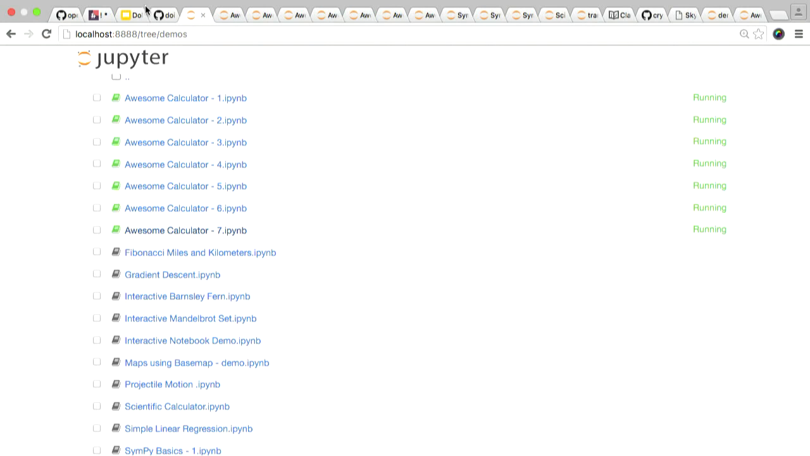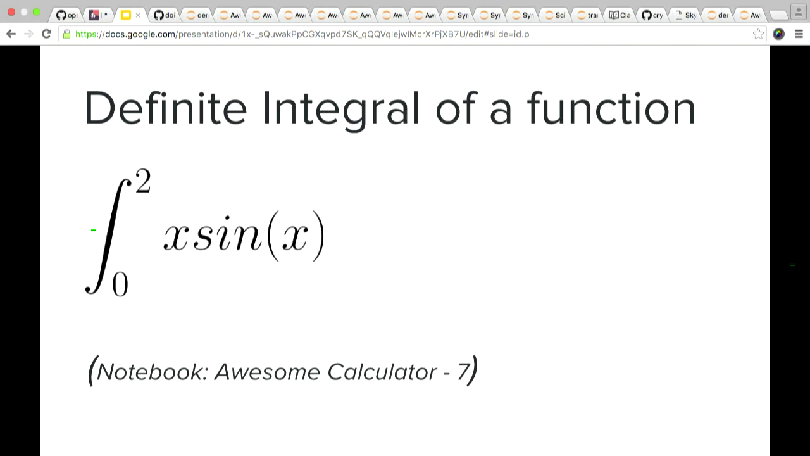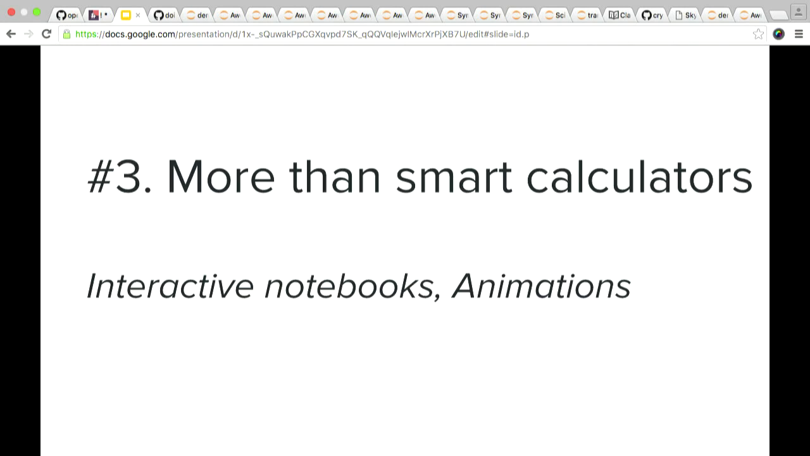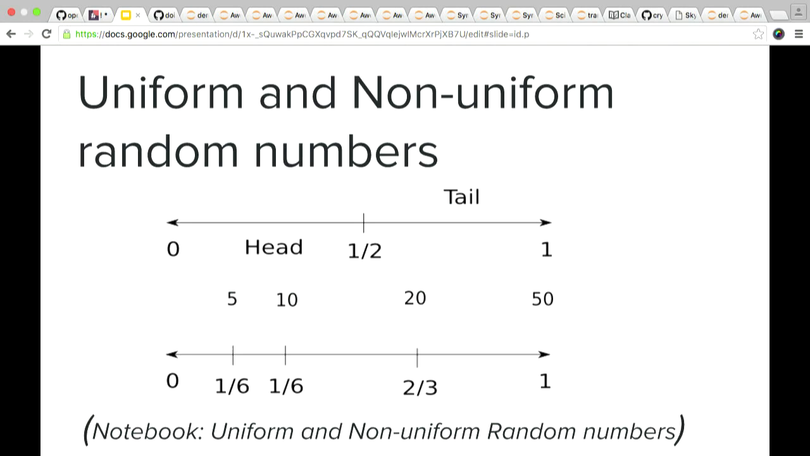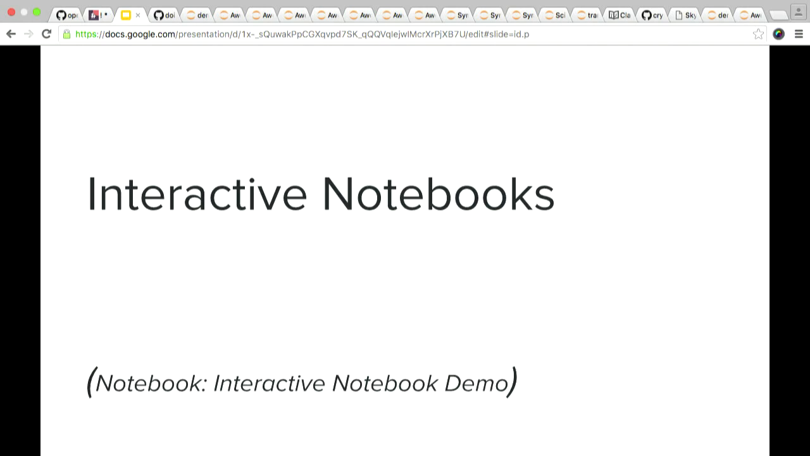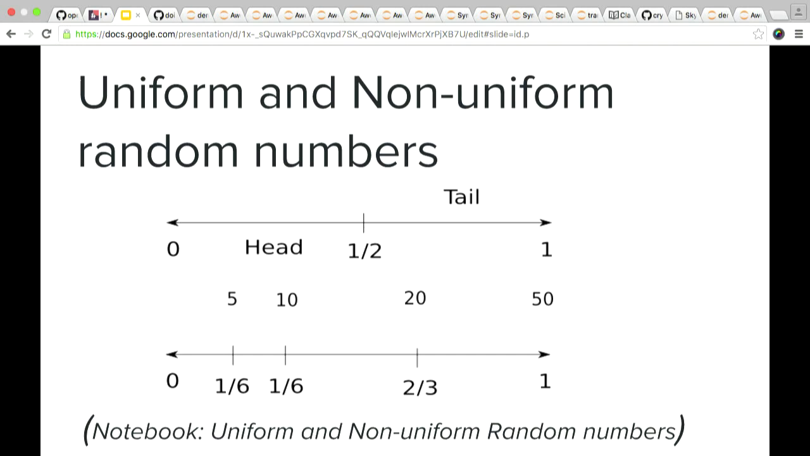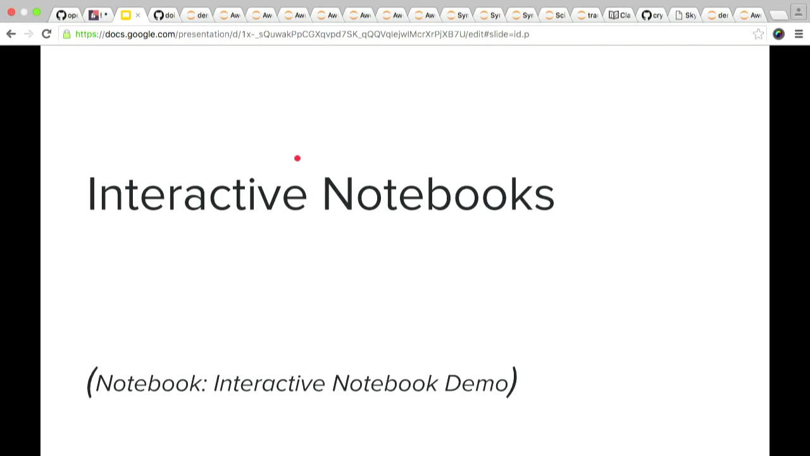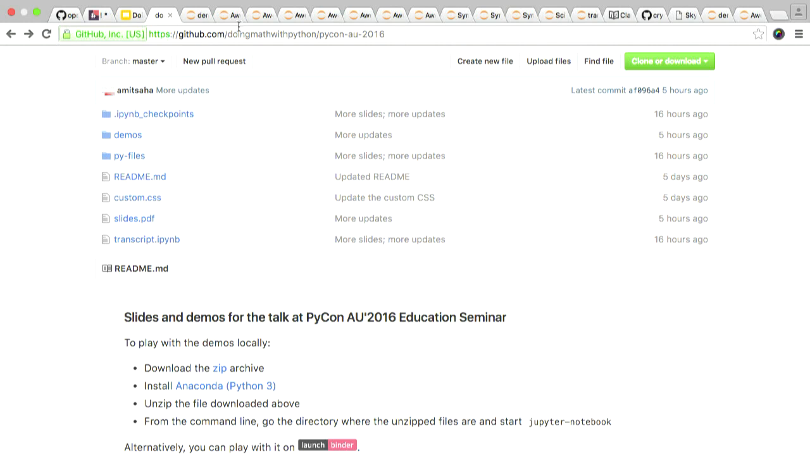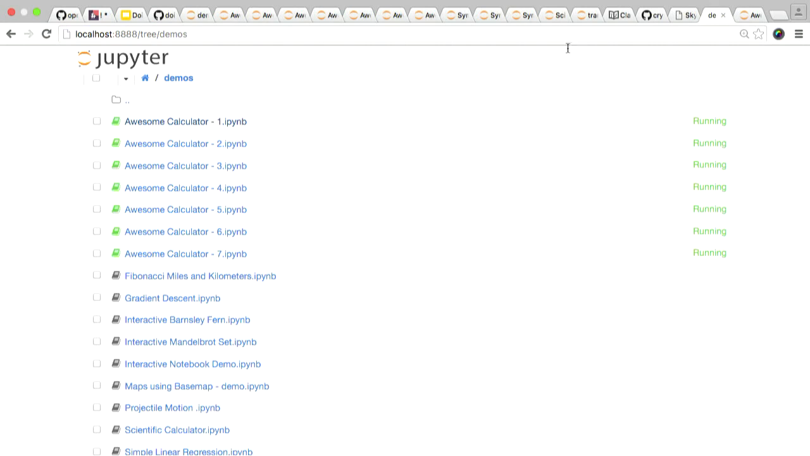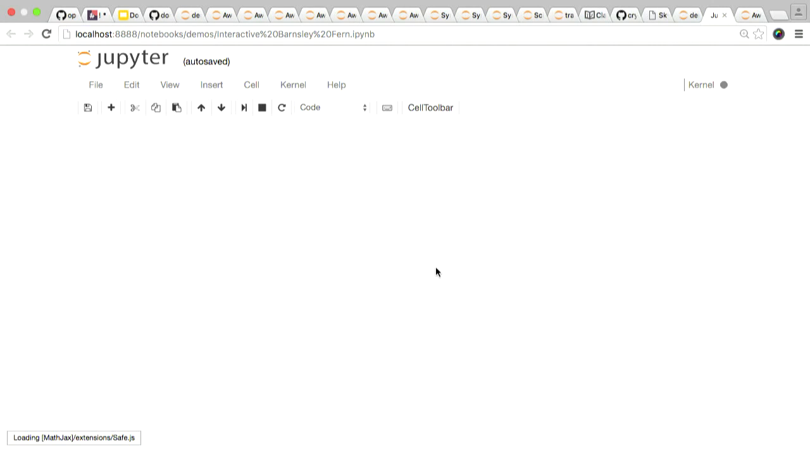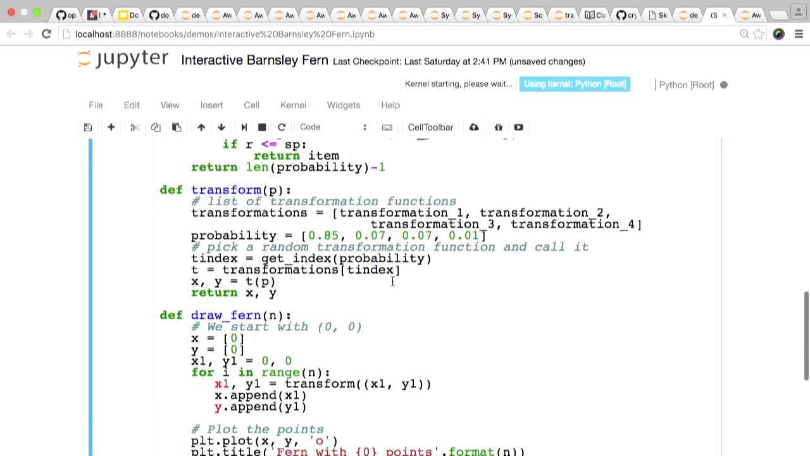Okay, so I've gone through this. But can you do more? So far, what you have seen is we can use Python to build basic calculators and really smart calculators. We can certainly do more, and to do that, we'll take help of, I think I'll skip this over for now, we'll take help of interactive notebooks, and by that, what I mean is something like this. This is an example of drawing a fern.